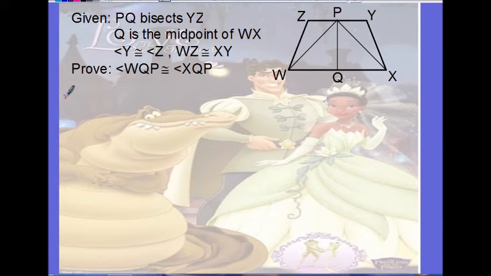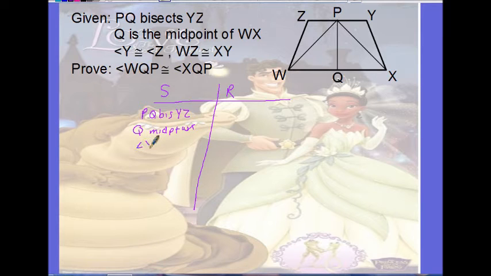So here we go. We start with one of our two proofs. So let's make a statement and reason column. And let's go ahead and start doing this. We're going to start off with PQ bisects YZ. Q is the midpoint of WX. Angle Y is congruent to angle Z. And WZ is congruent to XY. Those are going to be my given statements.